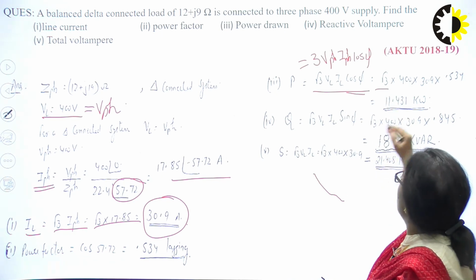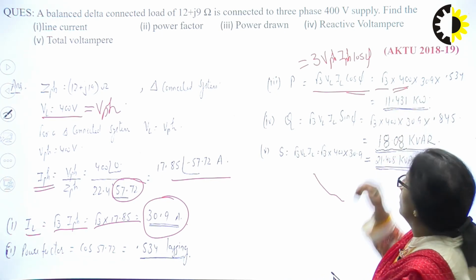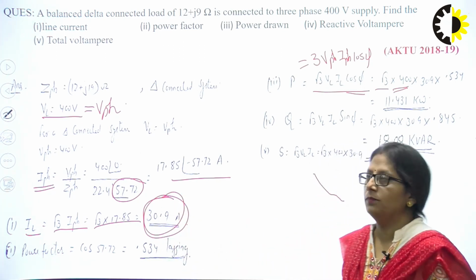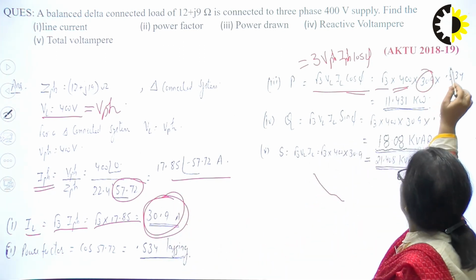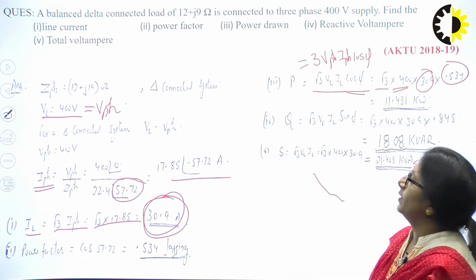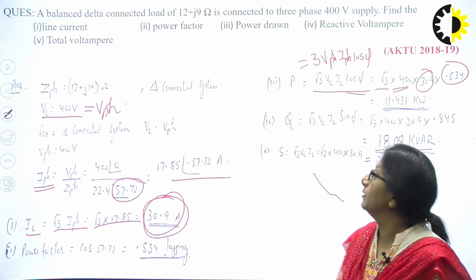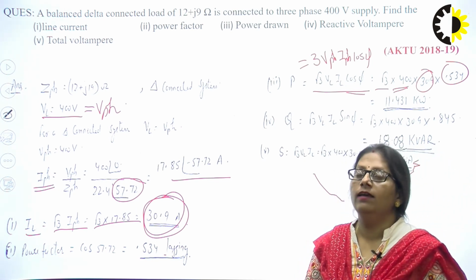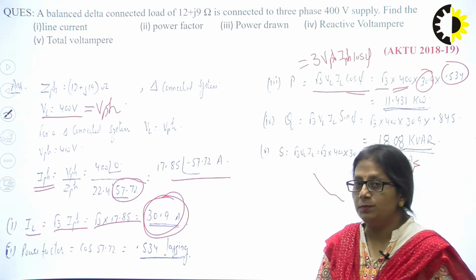Root 3, what will be VL? 400. What will be IL? We just derived it, IL as 30.9. Substitute that. Cos phi, we just found out as 0.534. So the active power is going to be 11.431 kilowatt. Don't forget to mention the correct units of these powers, right?